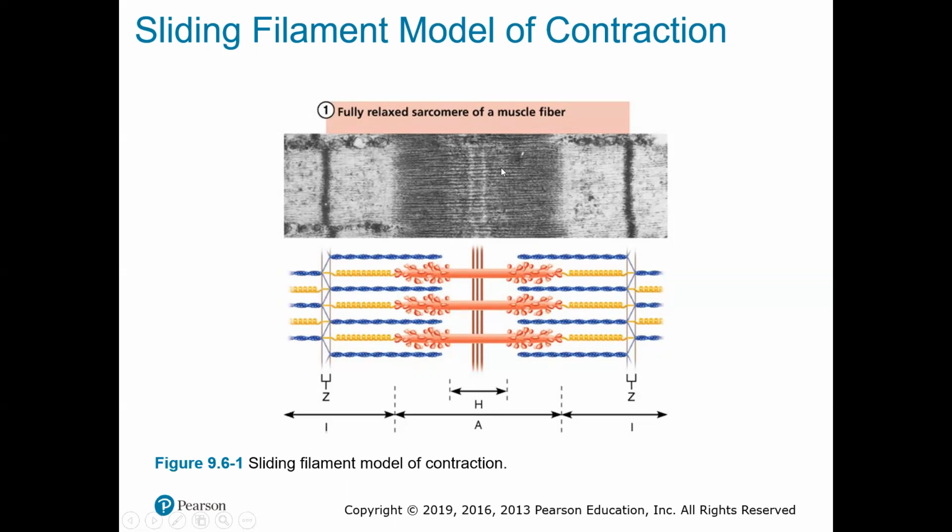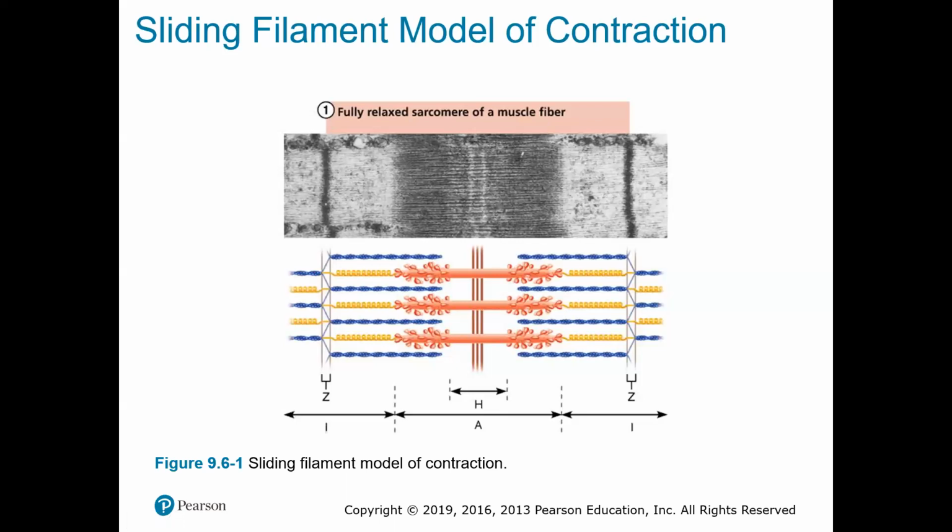There's an A band in the middle. The A band is the dark band. The I band is the light band. So we have a light band on either end of a dark band. The middle of the light band to the middle of the next light band is the sarcomere.